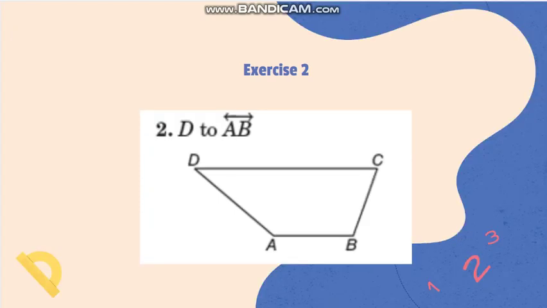Here, we want D to AB. So to make a straight line from D to AB, the first thing we've got to do is extend AB, and then we can make our straight line. We've got to make sure that that is a perpendicular line. That is how we know it is the shortest distance possible, is we are making a perpendicular line.